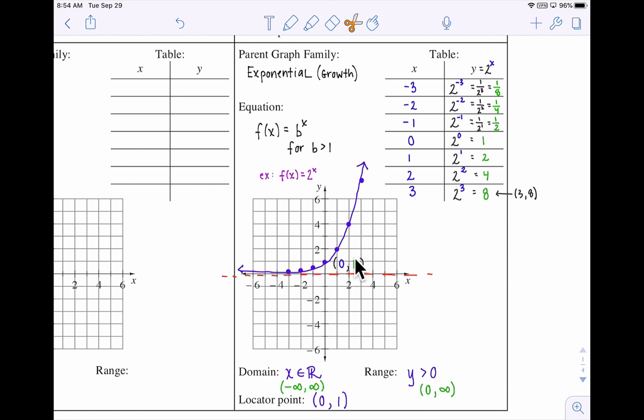We said y is always above 0. And in interval notation, that would say that 0 is the lowest it goes, soft bracket because it never hits. Infinity is the highest it goes, and we never get to infinity either. And then there's our locator point, (0, 1).